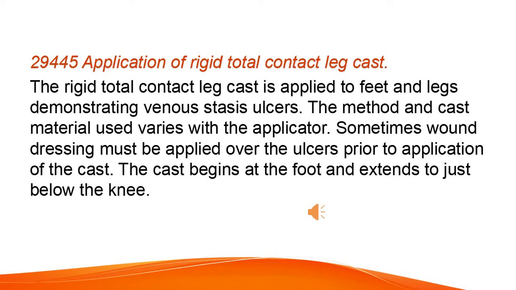Application of rigid total contact leg cast. The rigid total contact leg cast is applied to feet and legs demonstrating venous stasis ulcers. The method and cast material used varies with the applicator. Sometimes wound dressing must be applied over the ulcers prior to application of the cast. The cast begins at the foot and extends to just below the knee.